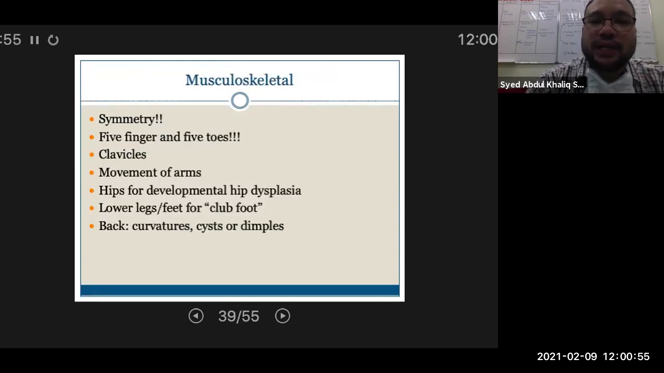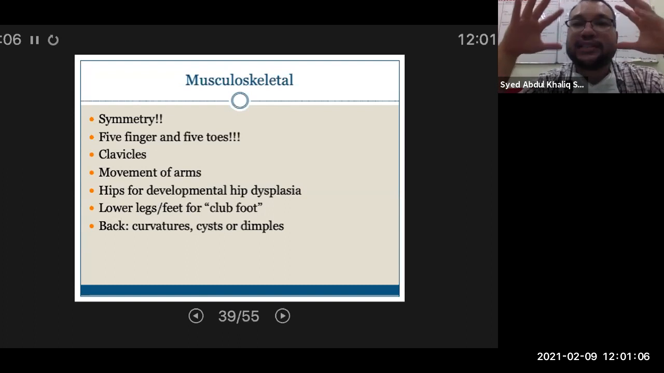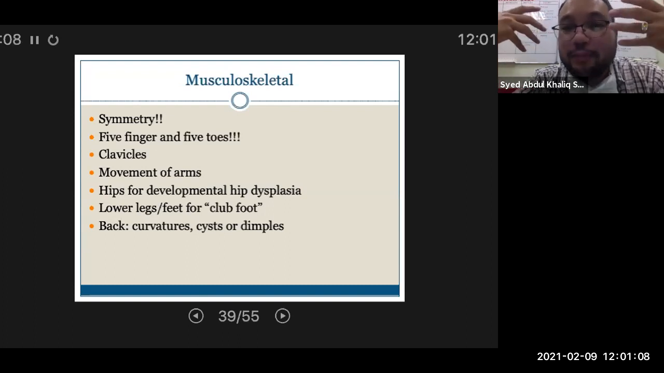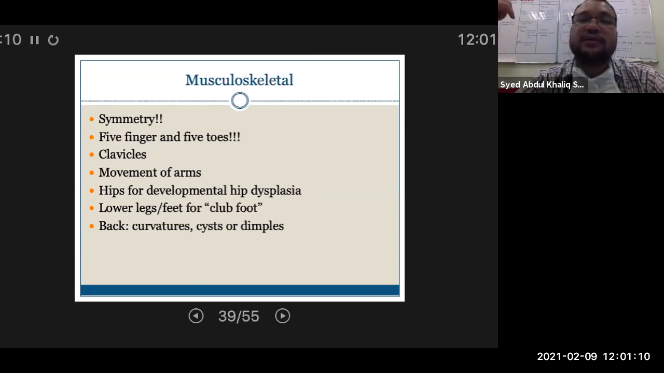And then musculoskeletal, again, look for symmetry, because you have two sets of, there should be symmetry, right and left. And you look for symmetry. You look for whether the child has enough fingers or there's any polydactyly, syndactyly. So you need to look for all those things, because I've seen people missing a baby with polydactyly.